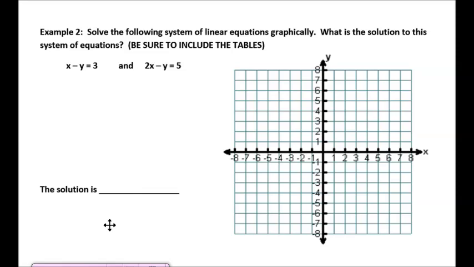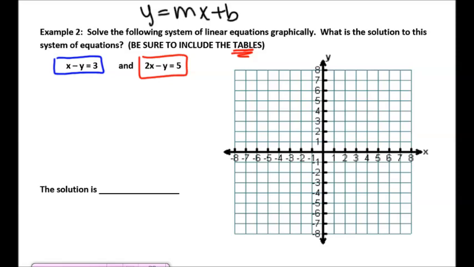All right, let's go ahead and get started with example number 2. Same thing, we want to make sure to include the tables to help us with our system. So, first things first, taking it back to lesson 13, we need to look at the equations of our lines. Are they written in slope-intercept form? Do they start with y equals? Okay, the answer here is no.